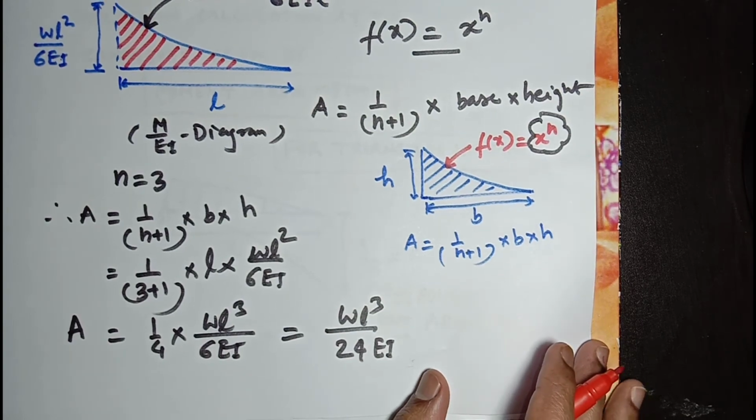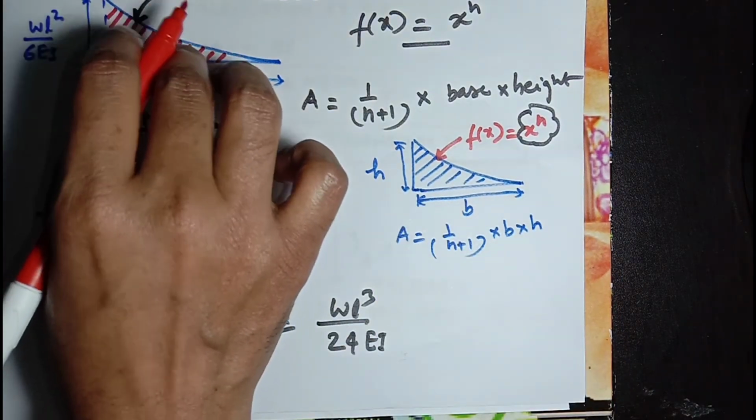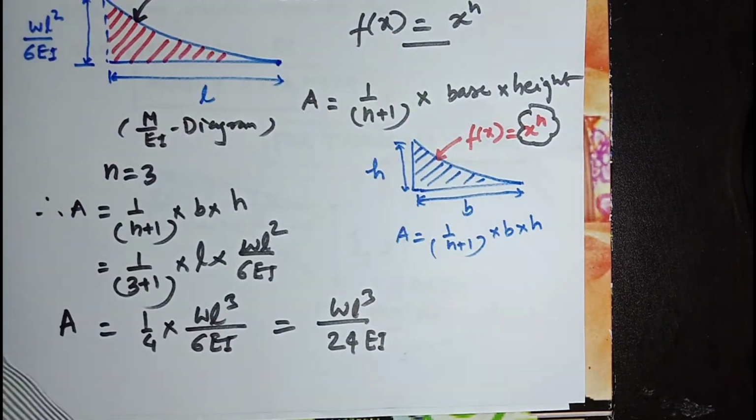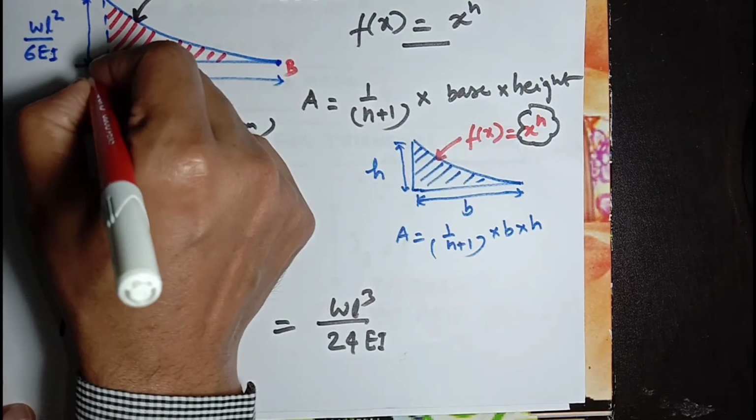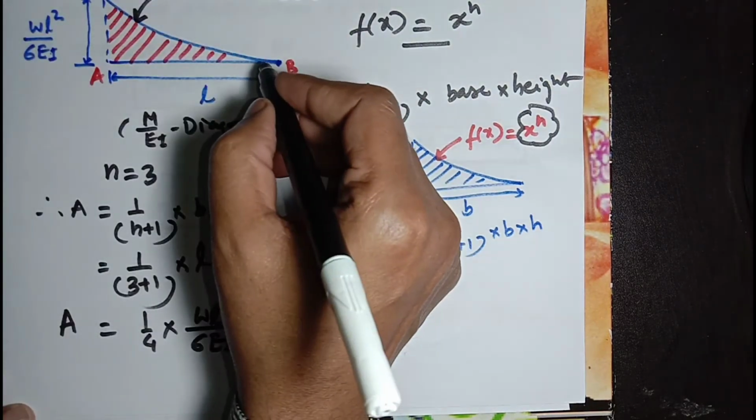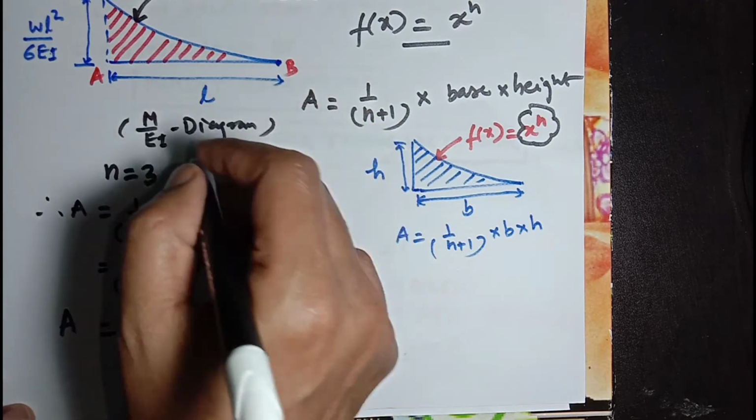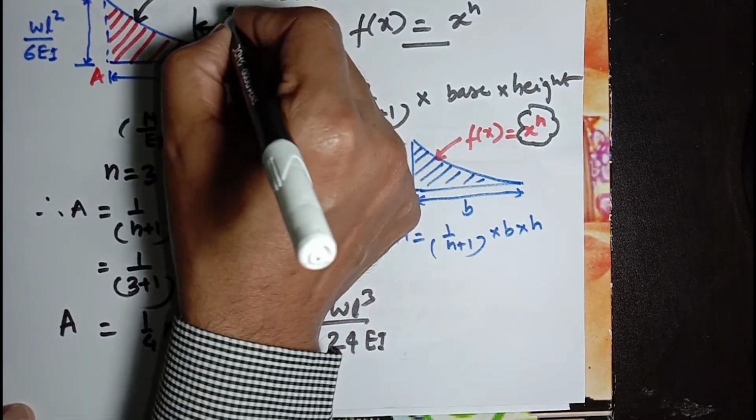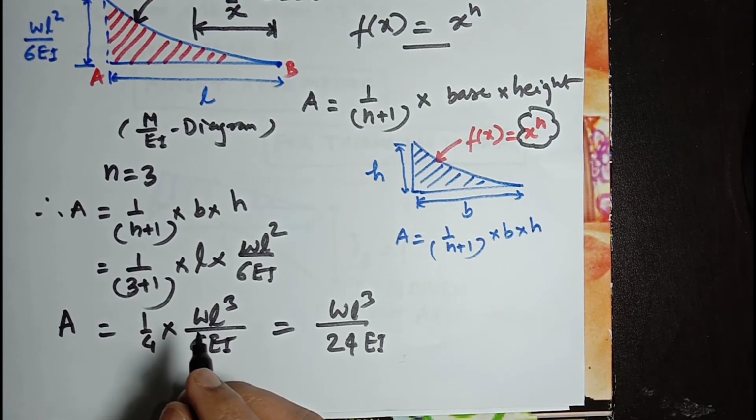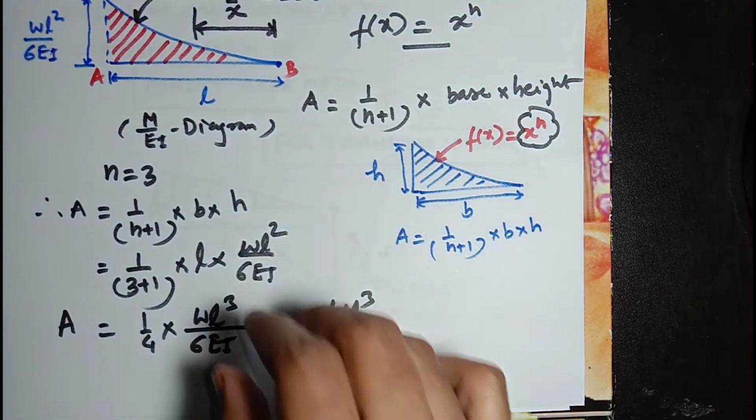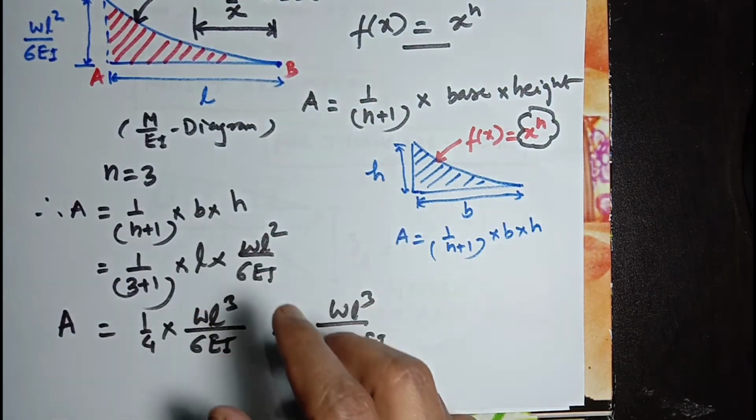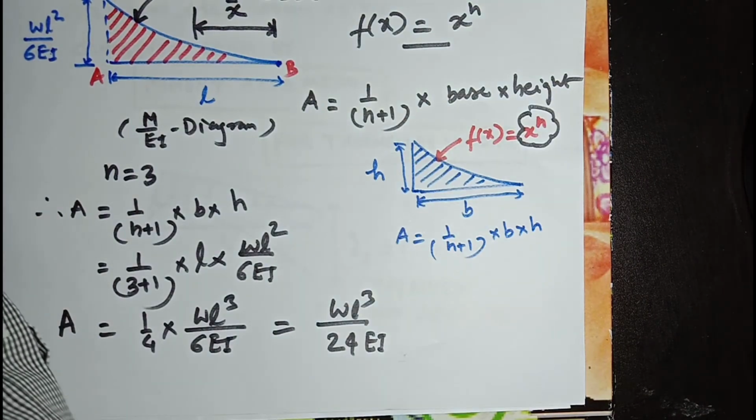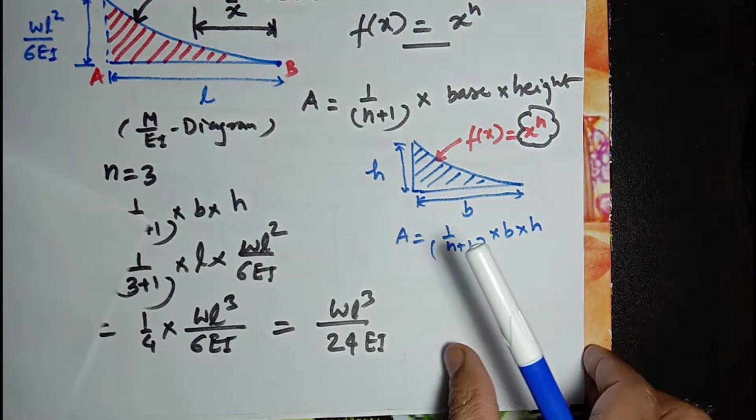Now, the centroid of this M over EI diagram will be, this point is B, this point is A. The centroid of this M over EI diagram will be acting somewhere at a distance of x bar. It will be designated x bar. Now we need to calculate the value of x bar, so that we will multiply area with x bar to find the deflection at point B, which will be delta B.